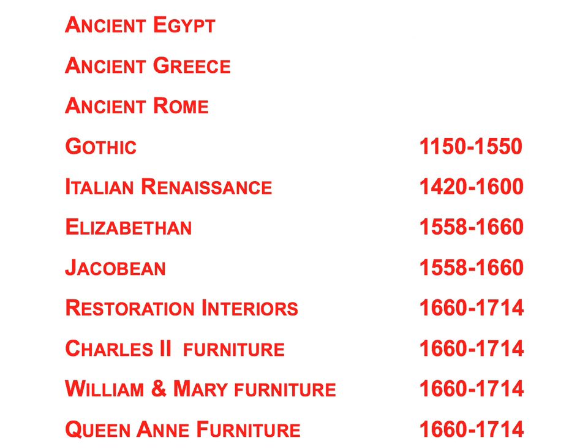So here are the styles that you're responsible for this exam. Ancient Greece, Ancient Egypt, Greece, and Rome do not have dates. Gothic is 1150 to 1550, Italian Renaissance 1420 to 1600, Elizabethan interiors and furniture, Jacobean interiors and furniture are 1558 to 1660, Restoration interiors, Charles II furniture, William and Mary furniture, and Queen Anne furniture, all you may use the date 1660 to 1714.